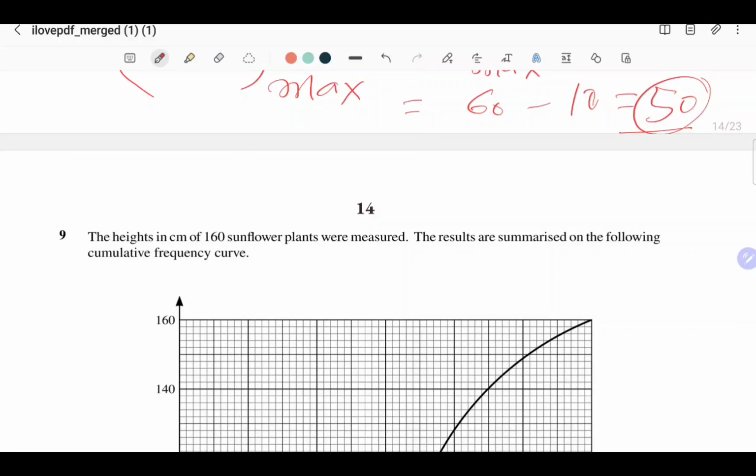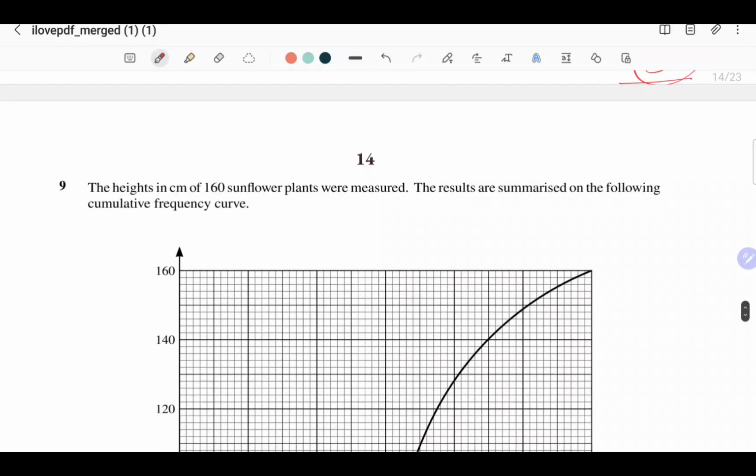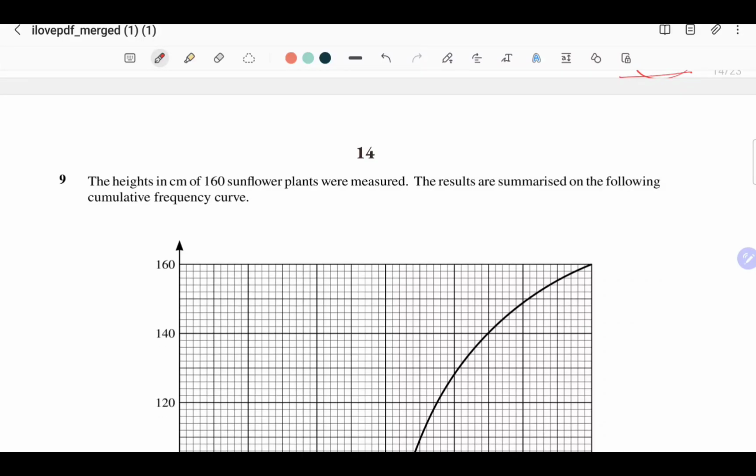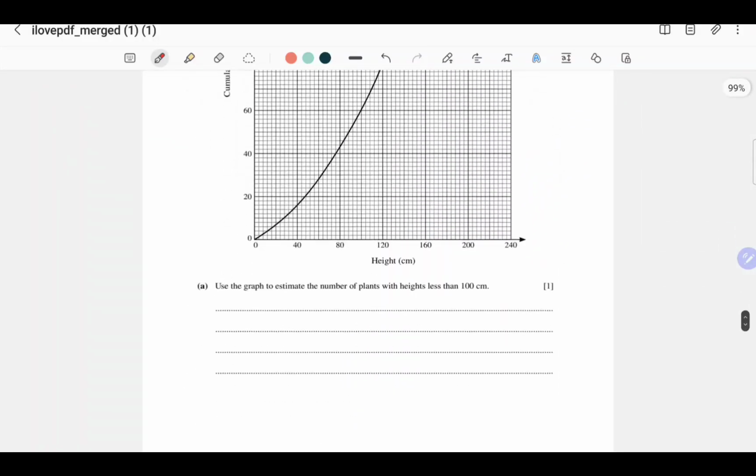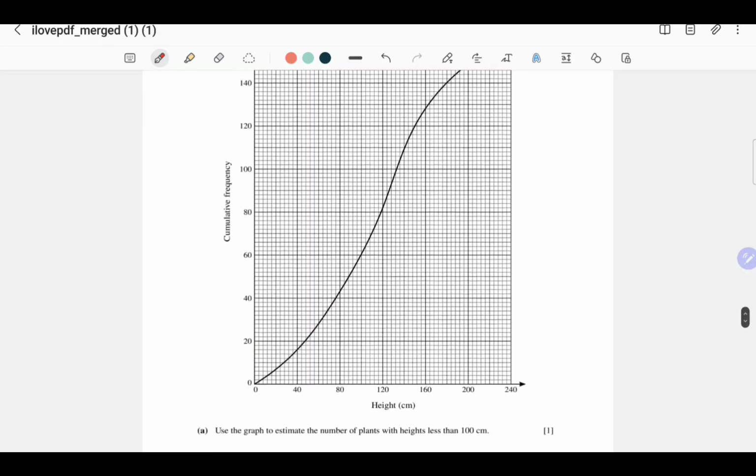Question number 9. The height in centimeters of 160 sunflower plants were measured. The results are summarized on the following cumulative frequency diagram. 160 sunflowers, so that's the cumulative frequency that's given. Next is: use the graph to estimate the number of plants with height less than 100.